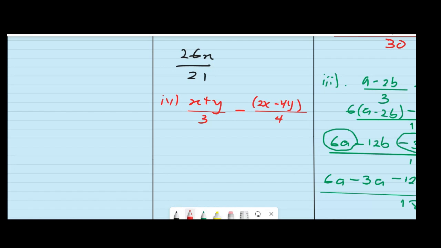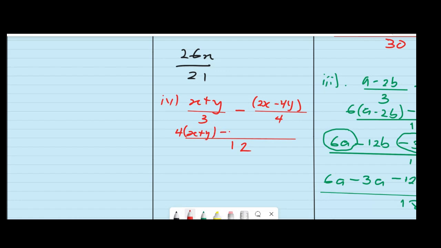How do we simplify this one too? So like we did for the previous ones, we just have to find the LCM. And the LCM for 3 and 4 is just simple. That's going to be 12. So the LCM is 12. Now 3 goes into 12 4 times. So we multiply by the numerator, and the numerator is x plus y. That is a binomial, so we have to put it in bracket. So it's going to be 4 times x plus y.